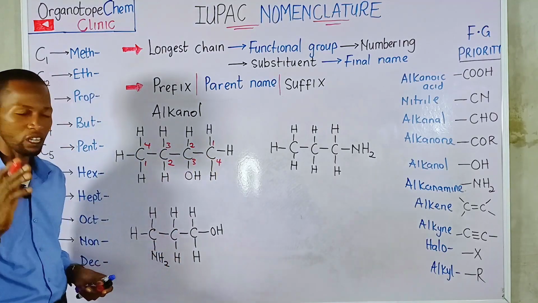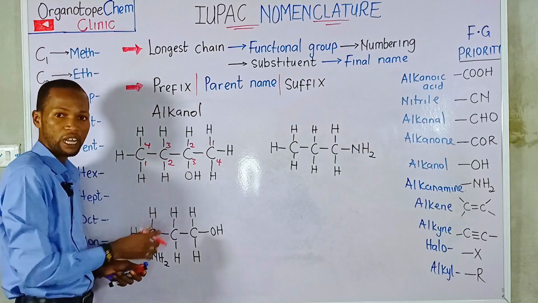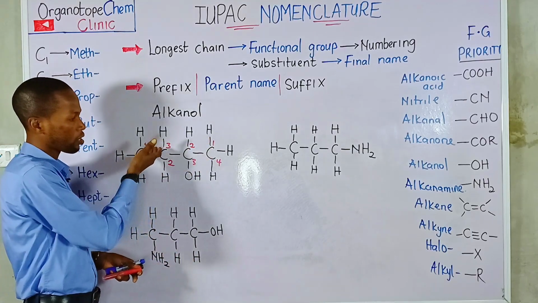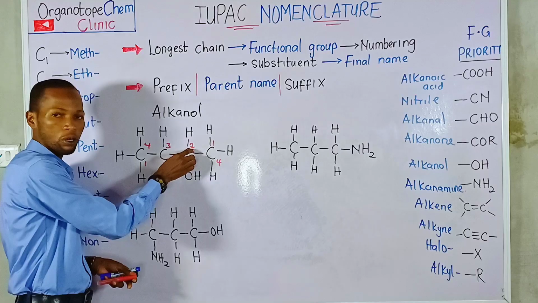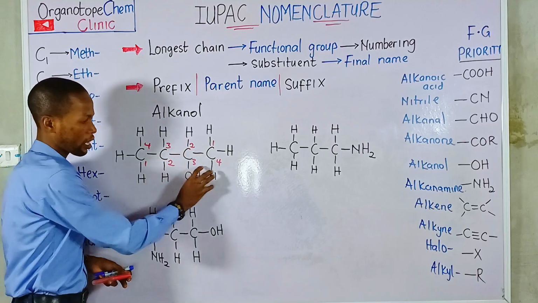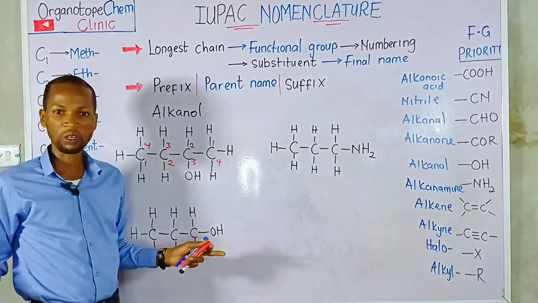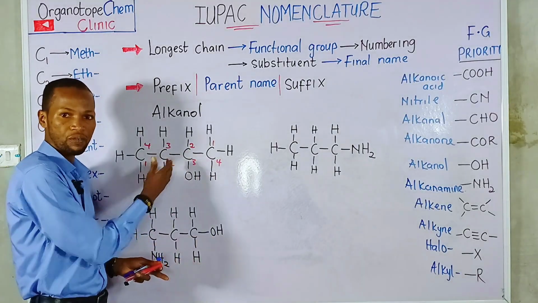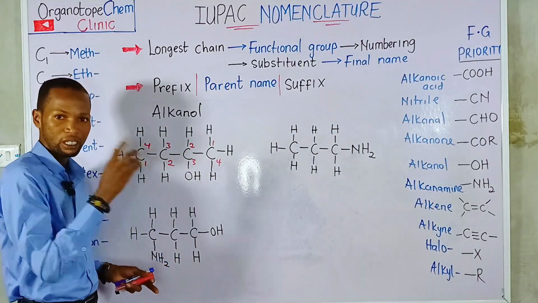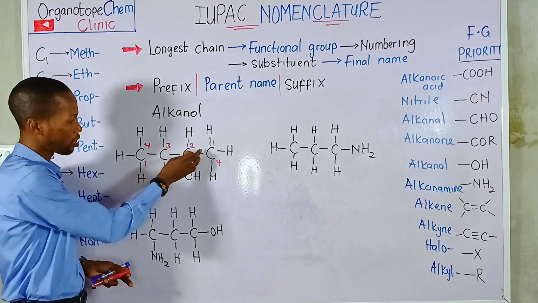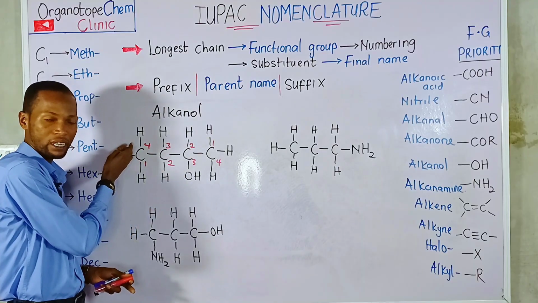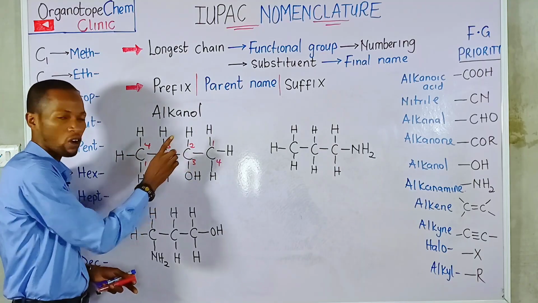So we assign the lower numbering to the functional group. When we consider the backward numbering, we have the OH group on carbon 2. But when we consider the forward numbering, we have the OH group on carbon 3. So which direction are we going to consider? The forward or the backward numbering? That's right. We are going to consider the backward numbering right here. So the OH is found on carbon 2.